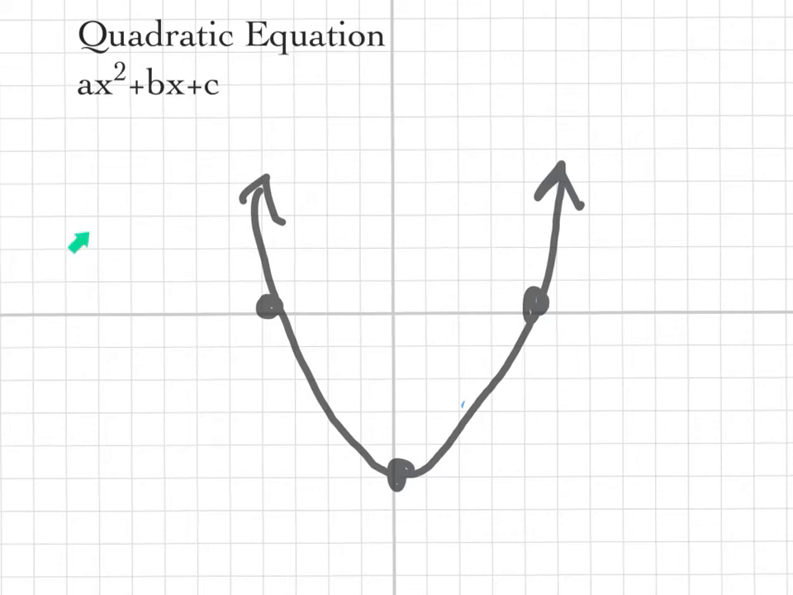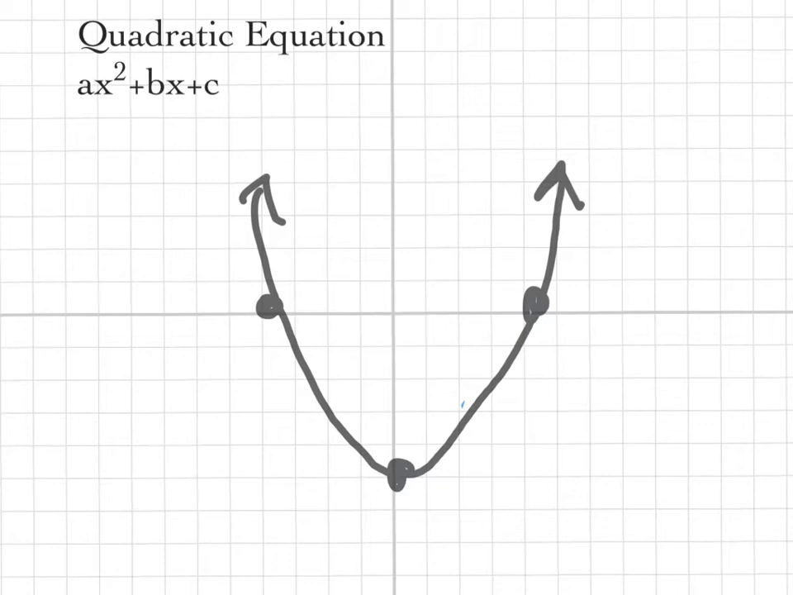Remember when we factored, we learned about the quadratic equation, and we learned that there were three coefficients, a, b, and c. A in front of the x squared represents the quadratic term. B in front of the x represents the linear term, and c represents the constant term.